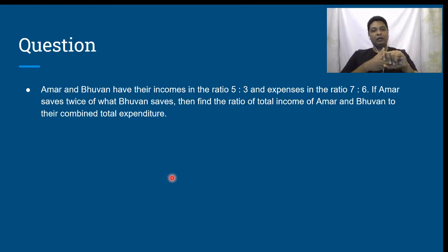Amar and Bhuvan have their incomes in the ratio 5 is to 3 and expenses in the ratio 7 is to 6. If Amar saves twice of what Bhuvan saves, then find the ratio of total income of Amar and Bhuvan to their combined total expenditure. Amar saves twice of what Bhuvan saves. Find the ratio of total income of Amar and Bhuvan to the total expense of Amar and Bhuvan.